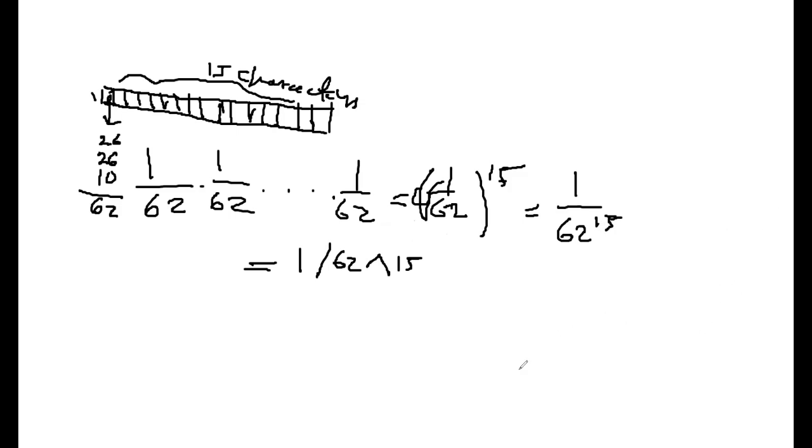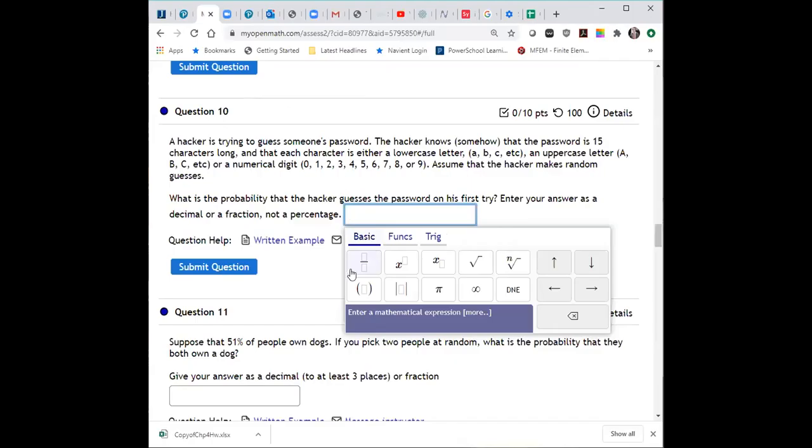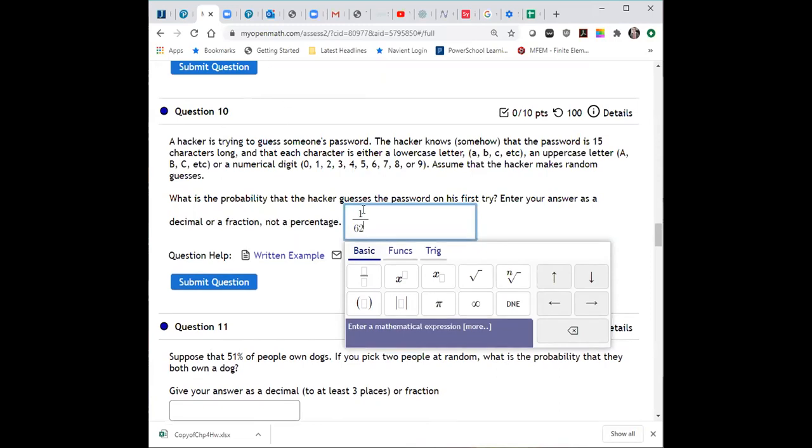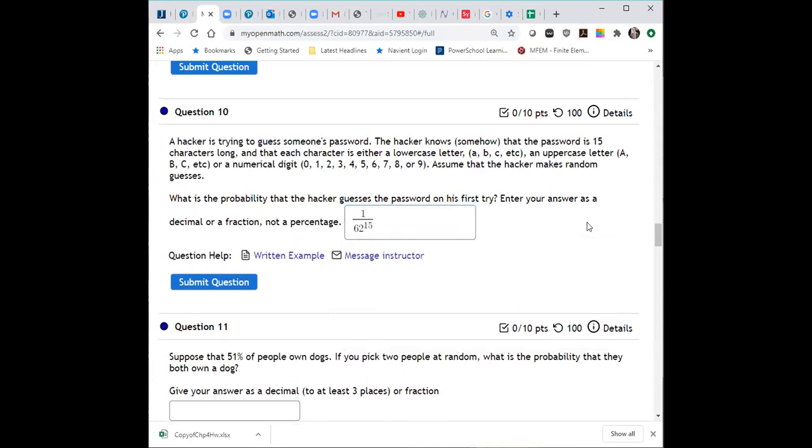Okay, let's go back to the problem. So the answer for the problem will be 1 over 62 to the power of 15. So that will be the answer.